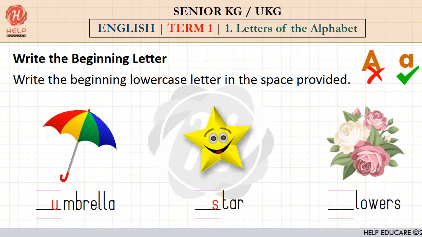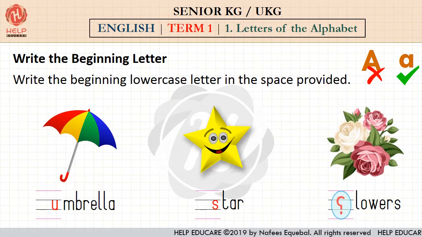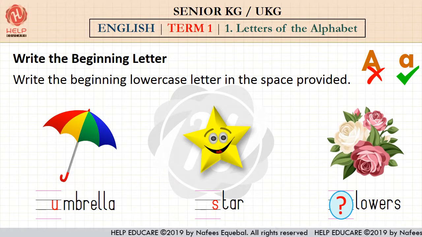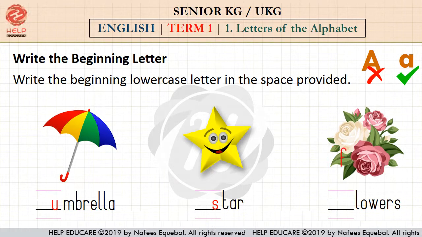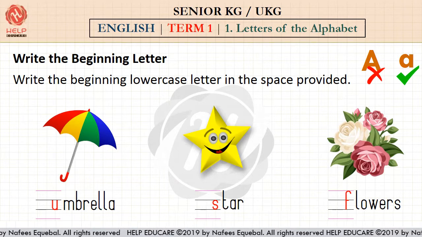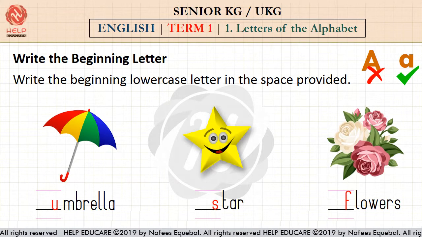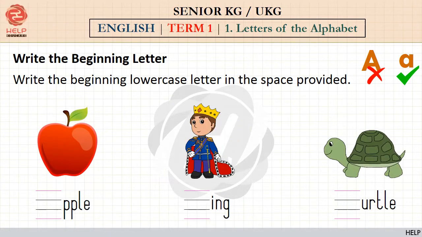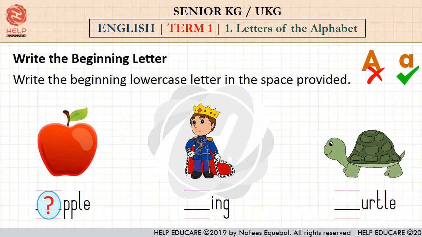And this is a flower. We all like its good smell. We spell it as flower. So put the beginning letter F. Here we see a red apple. You always like to eat apple. And also we learn A for apple. So put the beginning letter A here.